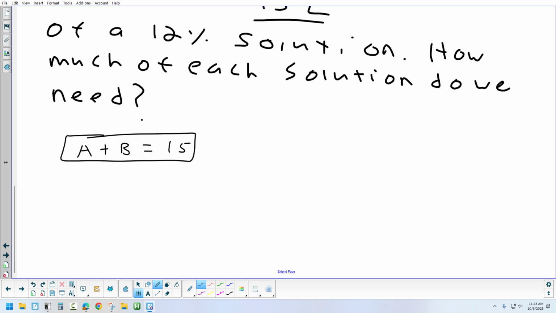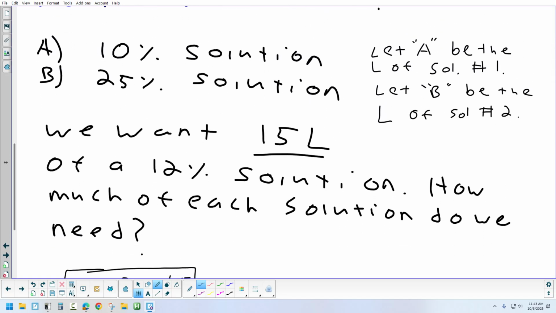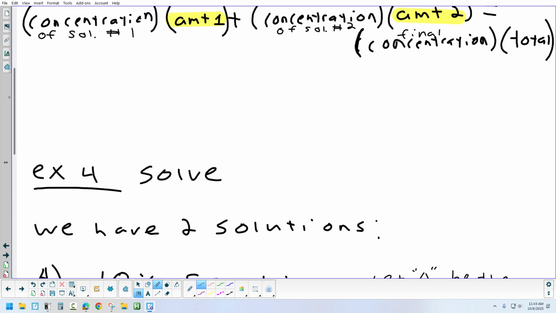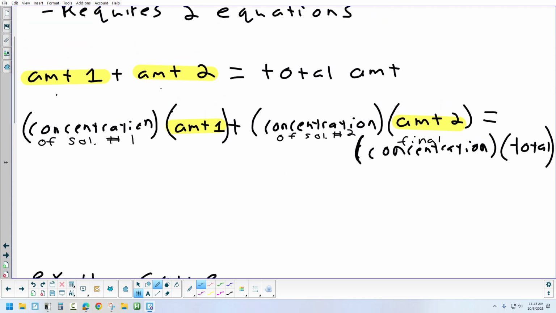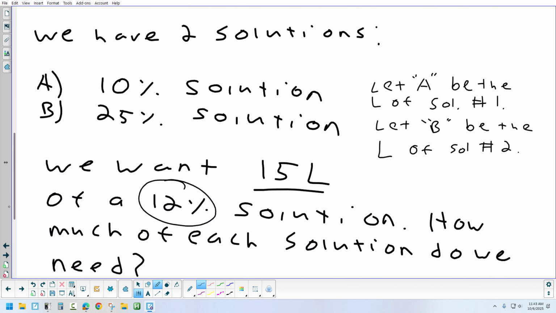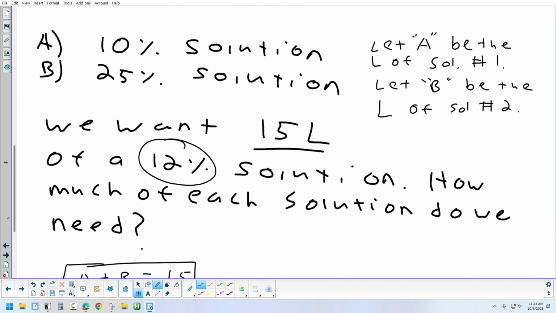And if that's all you knew, there's a lot of answers to that. 14 plus 1 is 15, 10 plus 5, 9 plus 6. There's lots of combinations that add to 15. But only one of them will also give me something that's 12% concentration. So now we need concentration times amount, and we do that 3 times: concentration, amount, concentration.